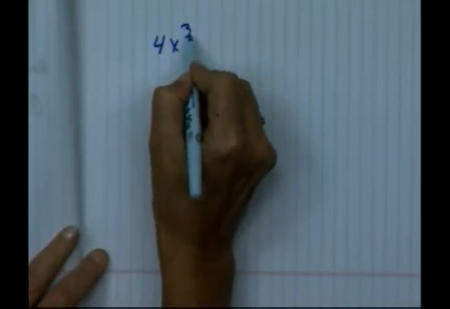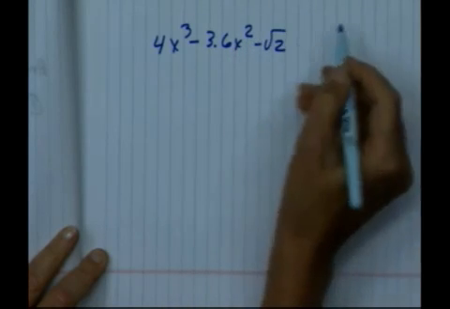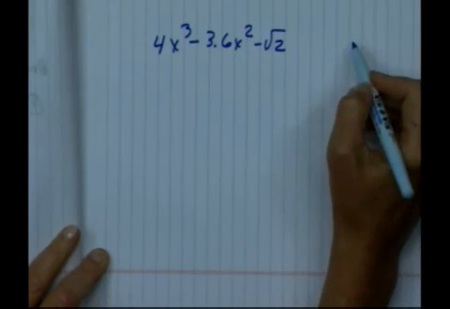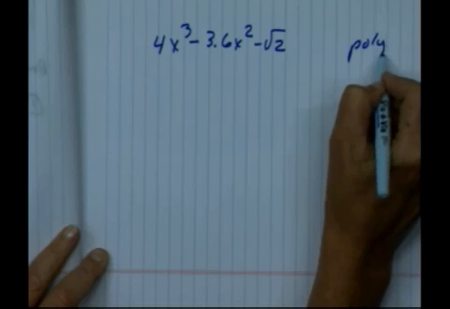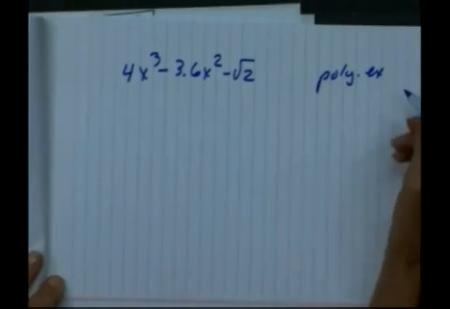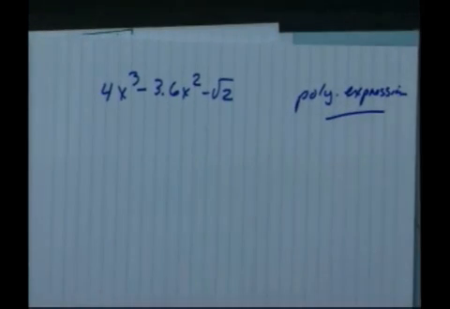It was 4x cubed minus 3.6x squared minus square root of 2. The question is a 50-50 guess. Is this a polynomial expression? Is this a polynomial expression? And you said no? Well, yeah, false. You said false?